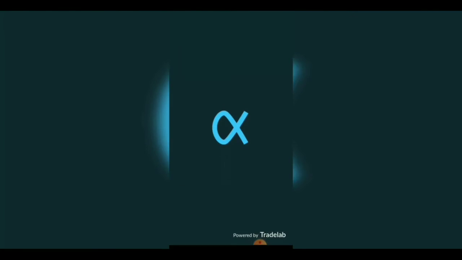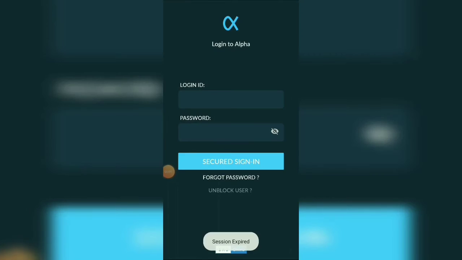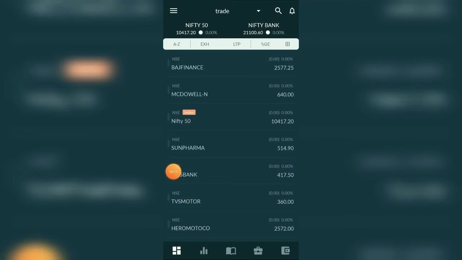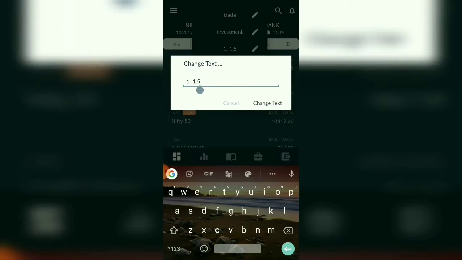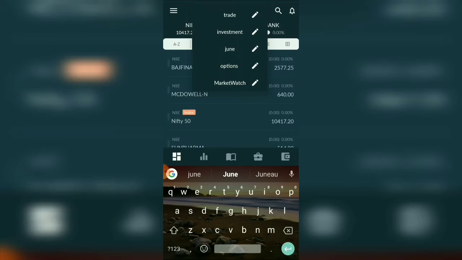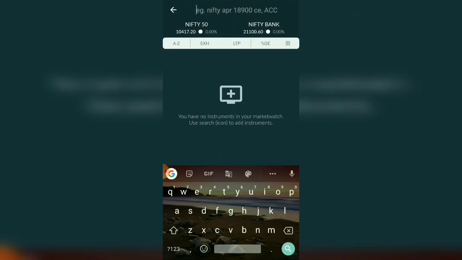Once downloaded, you will need to set up the login password and log in. In the home page, you will have the indexes of Nifty and Nifty Bank, and they provide 5 market watch lists which can be customized as per your requirement. You may add a stock simply by searching.